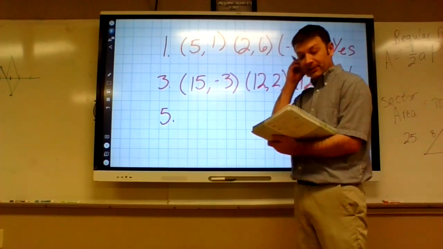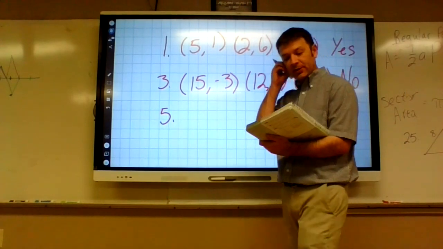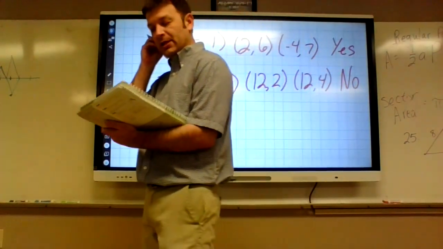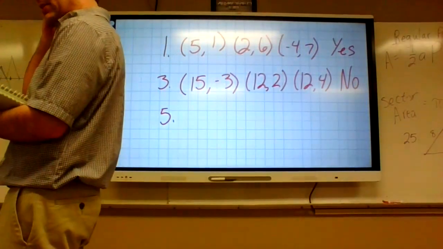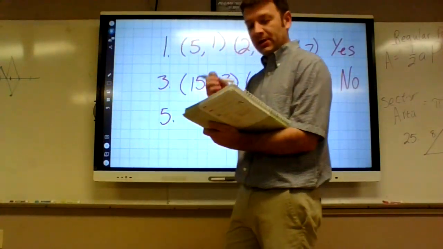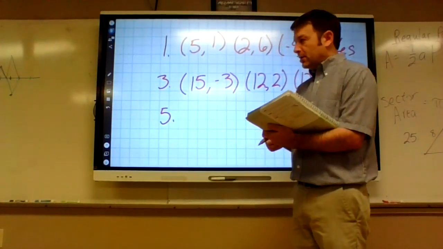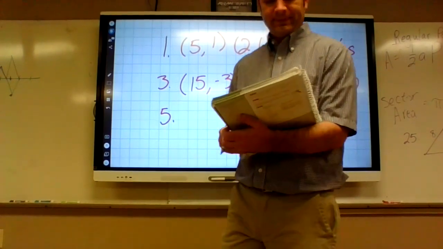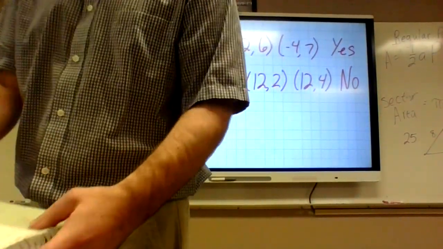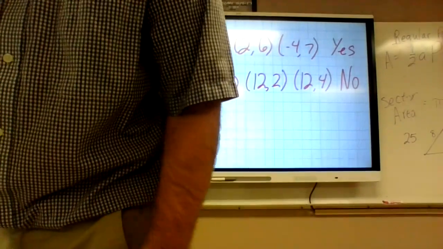Okay, number 5, duplicate the graph of each relation. Then graph the relation's inverse and label each point of both the relation and its inverse. So, we need 2 graphs.